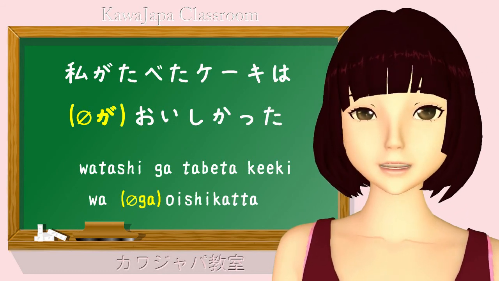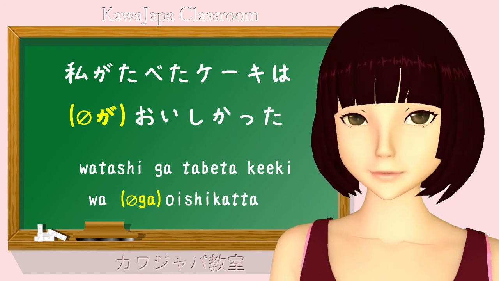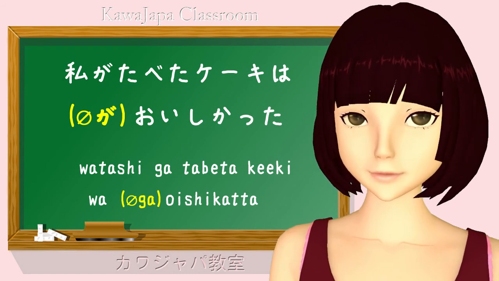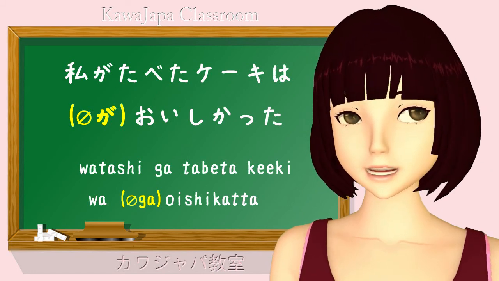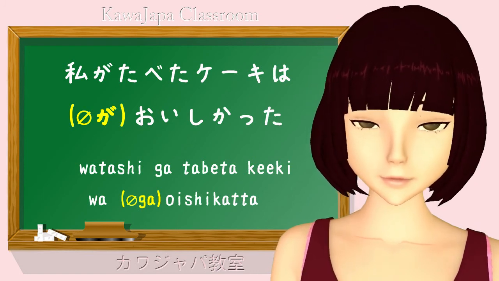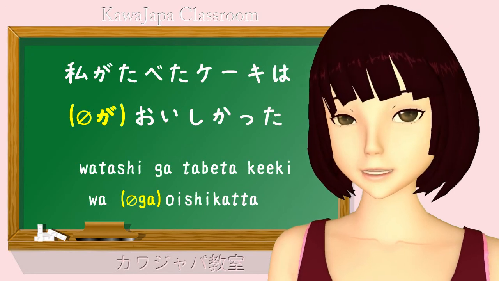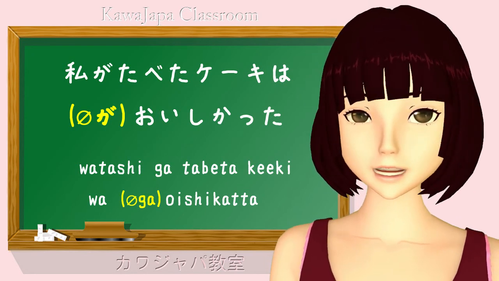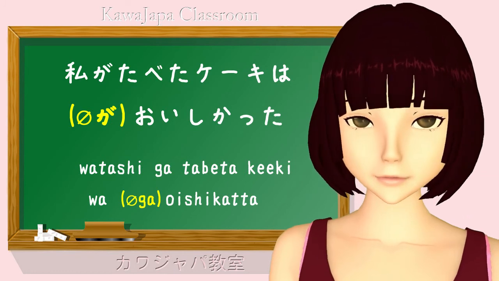And we very likely chose that wa in order to avoid the slight inelegance of two gas in the same sentence. The skeleton sentence, the main sentence, is keiki ga oishikatta. Keiki ga oishikatta. The cake was delicious. The rest of the sentence is simply telling us something about that cake.